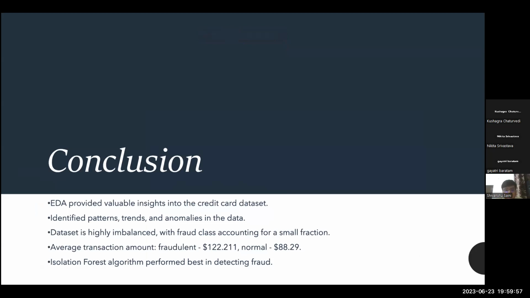The average transaction amount of a fraudulent transaction is $122.211, while for a normal transaction it is $88.29. The isolation forest algorithm shows the best overall performance in detecting credit card fraud.